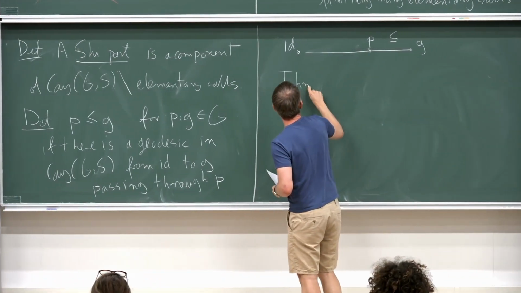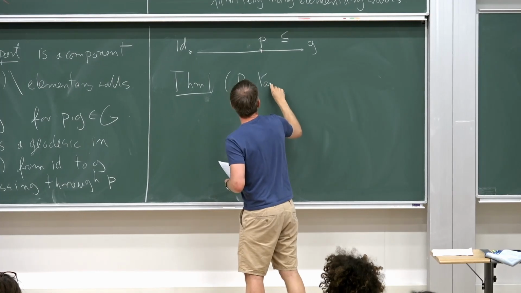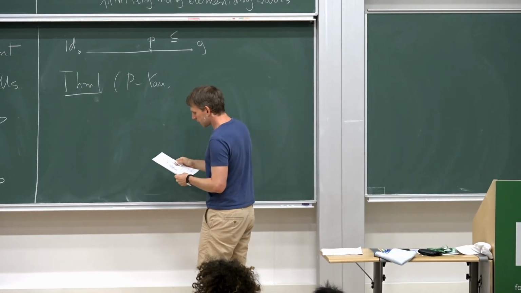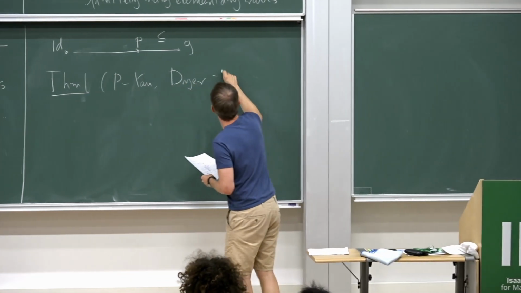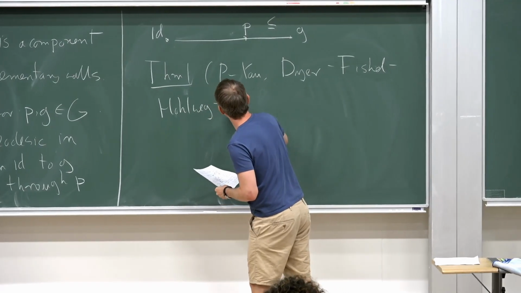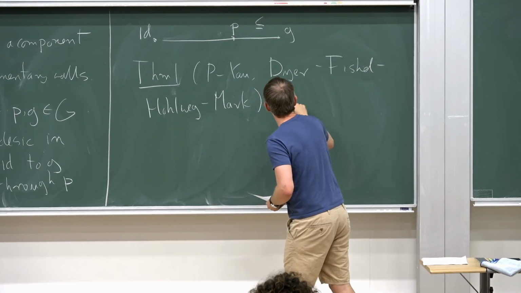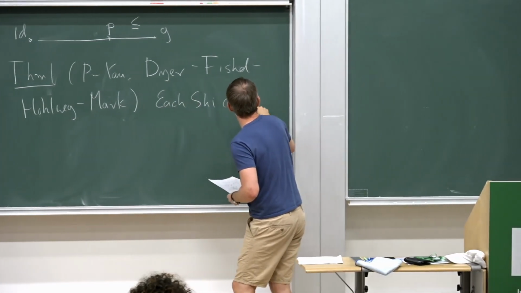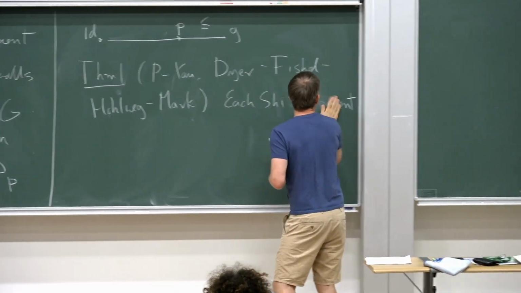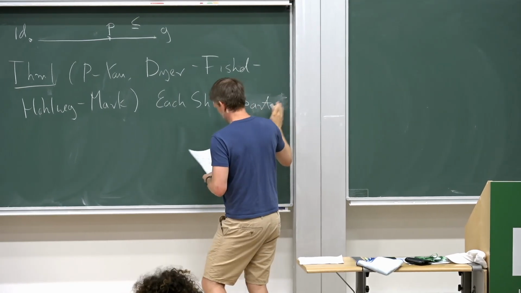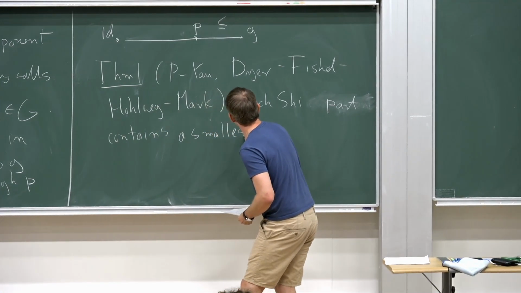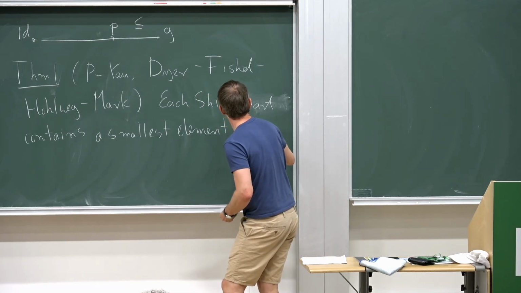So the first theorem that we proved with Ika, and the proof is based on a proof we earlier performed with Garside in another paper, but it was also independently found by Dyer, saying that each Shi component, or Shi part, contains a smallest element with respect to this order.